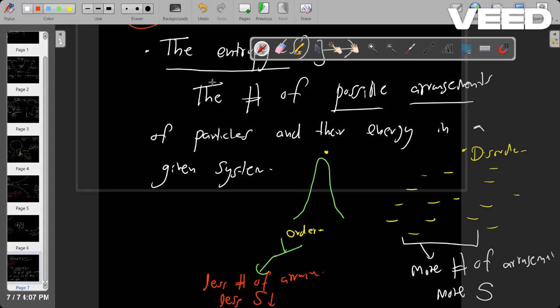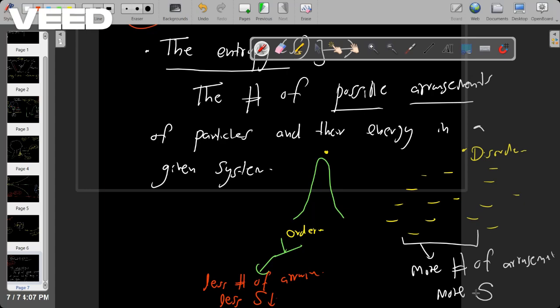What does entropy mean? Number of arrangements, right? So more arrangements means it has more entropy in a disordered system. In an ordered system, you have only fewer arrangements, so you have only less entropy. Okay.